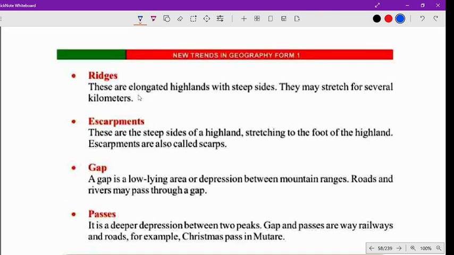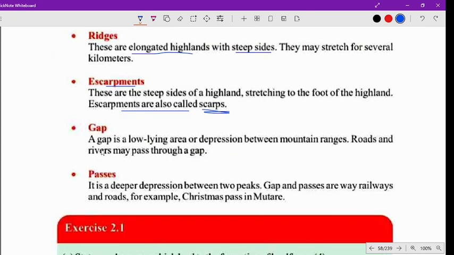Ridges, these are elongated highlands with steep sides. They stretch for several kilometers. Escarpments, these are the steep sides of a highland stretching to the foot of the highland. Escarpments are also called scarps. Gap, a gap is a low-lying area or depression between mountain ranges. Roads and rivers may pass through a gap.